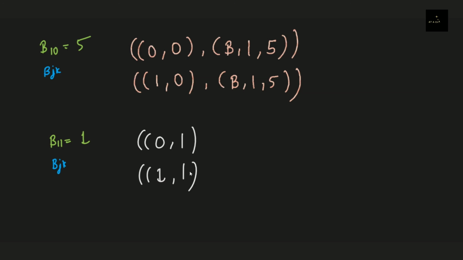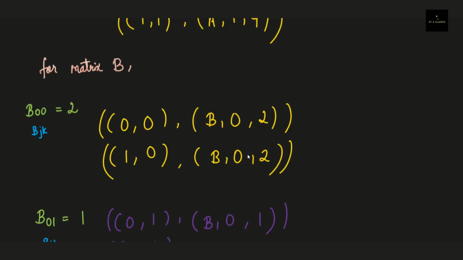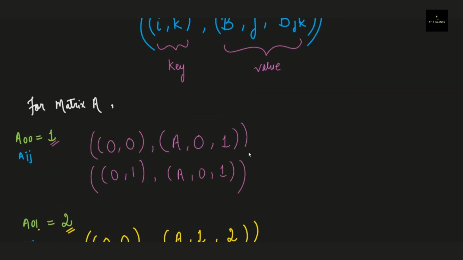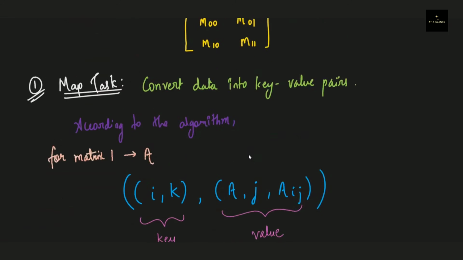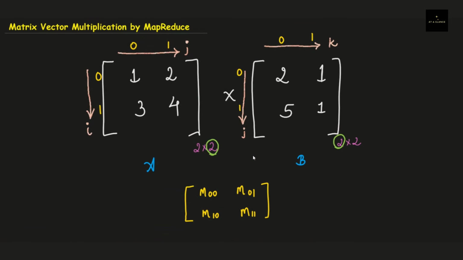keys. Now let's come to the value part. The matrix is B, so we'll write B, the value of j here in this case is 1 and the value located at this particular position is 1. Similarly we'll write for the next key also. So now we are done with the conversion of all the elements from the matrix B in the form of key value pairs. So the first part of the algorithm, which was the map task, is completely done.